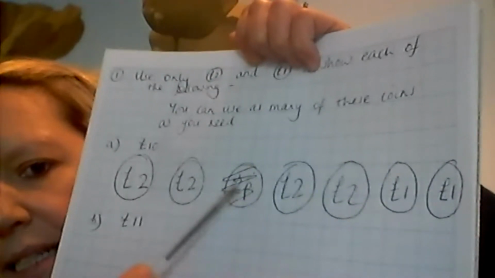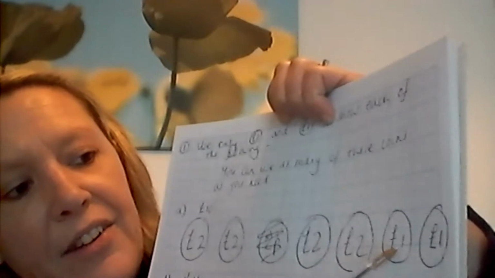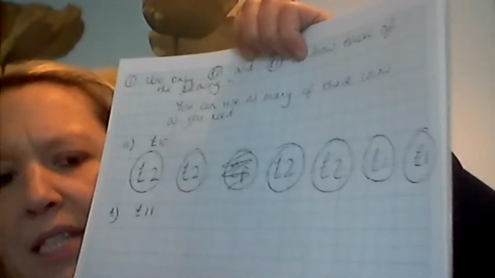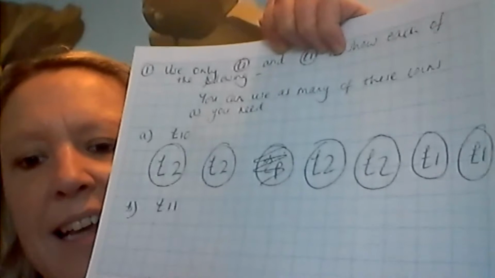Okay, let's look at the first one. Have you had a go at doing those? So my first one was to show £10. Okay, I've done it this way. Remember, I could only use £2 and £1 coins. I showed it 2, 4, 6, 8, 9, 10. So I've used £2 and £1 coins. And then hopefully you've found a way of doing £11 as well.